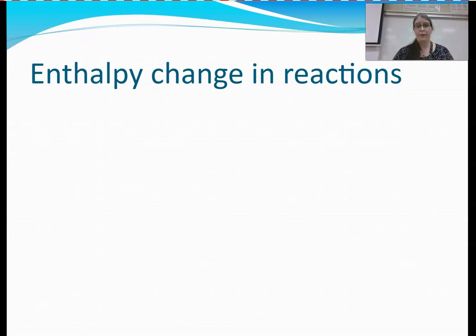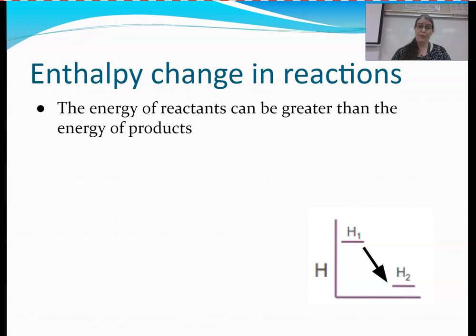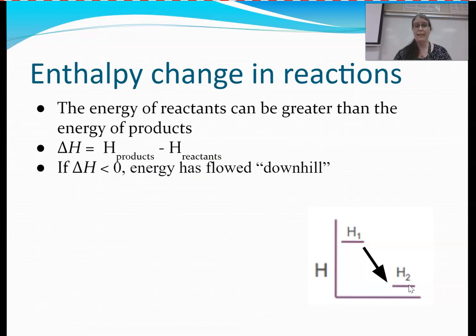Let's remind ourselves about the things that we should have gotten in our notes from the Endo-Exo lab. We have two situations, and I suggest that you get very familiar with this diagram. In this case, the energy of the reactants is greater than the energy of the products. That means that our delta here will be negative or less than 0. Delta H is negative. Energy has gone downhill.